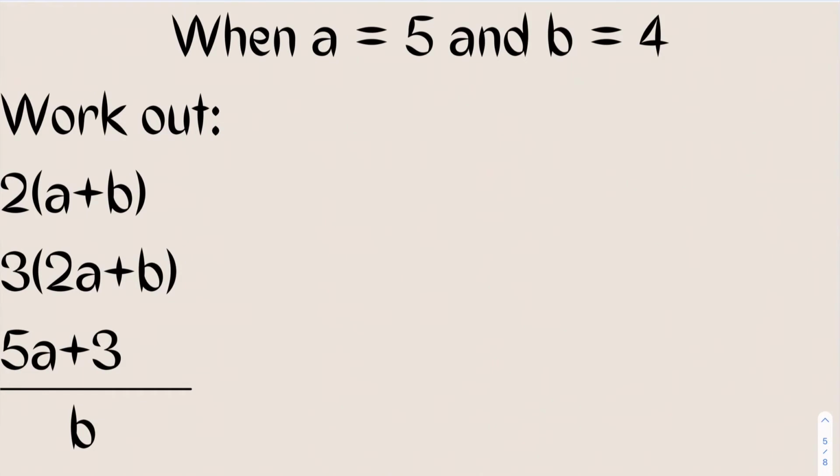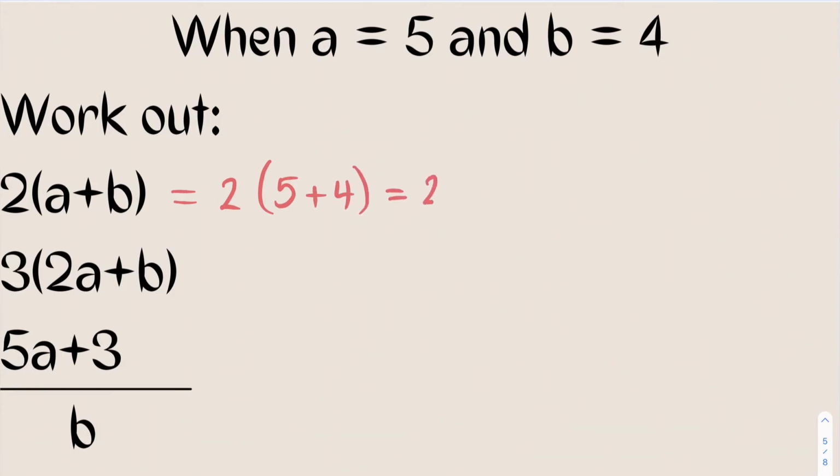Now for these next questions, again, we just follow similar rules. We need to substitute in the value of A when A equals 5 and B is equal to 4. So here 2 with the bracket means that it's 2 times everything inside this bracket. So I'm going to have 2 times A, which is 5, add B, which is 4.